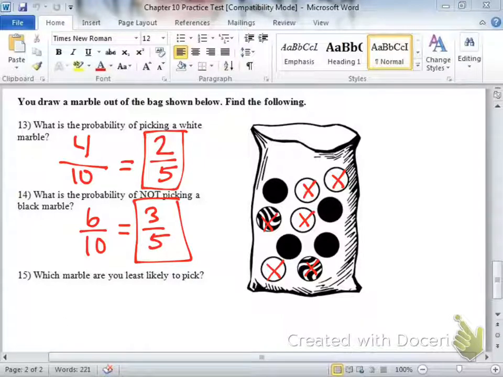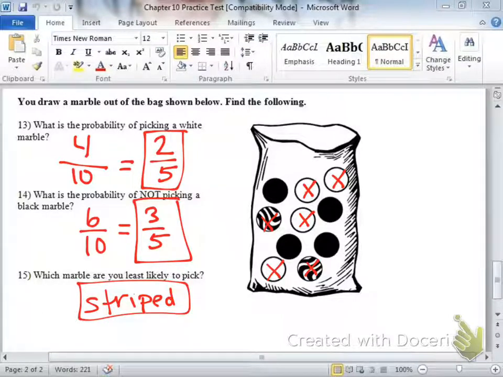And then which marble are you least likely to pick? The striped marbles are the least likely. Good. Striped. If you didn't say striped, if you said like swirled or black and white mix or something like that, I'll know what you're talking about, okay? Zebra stripe sounds good.